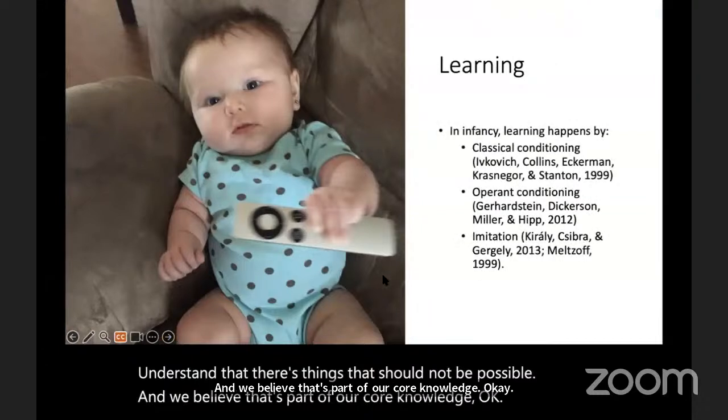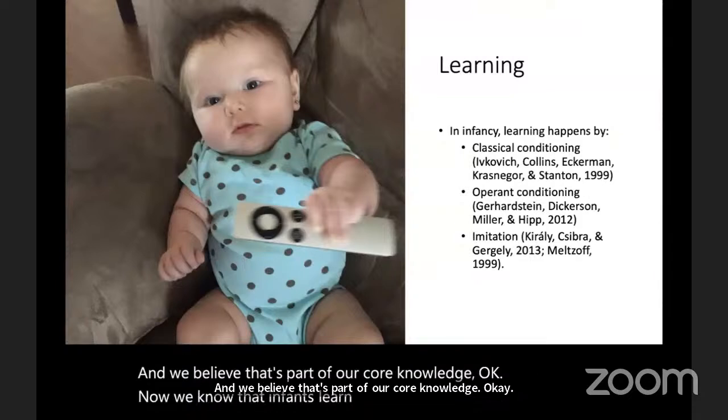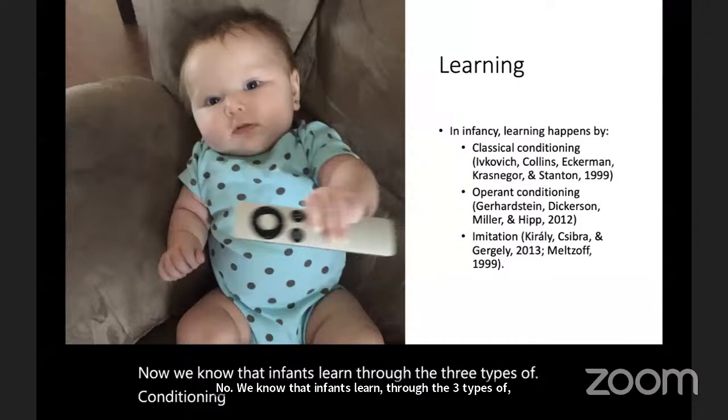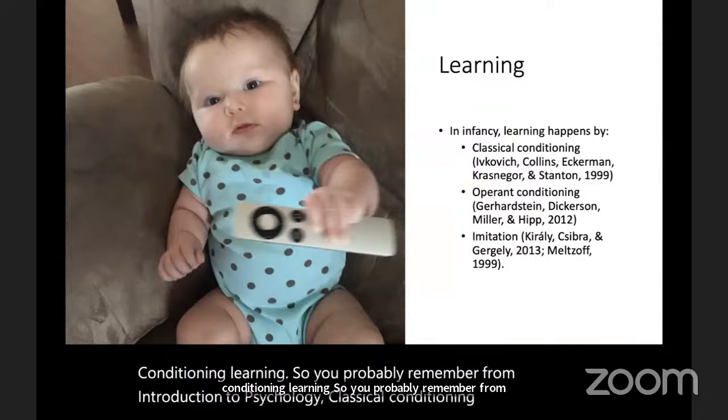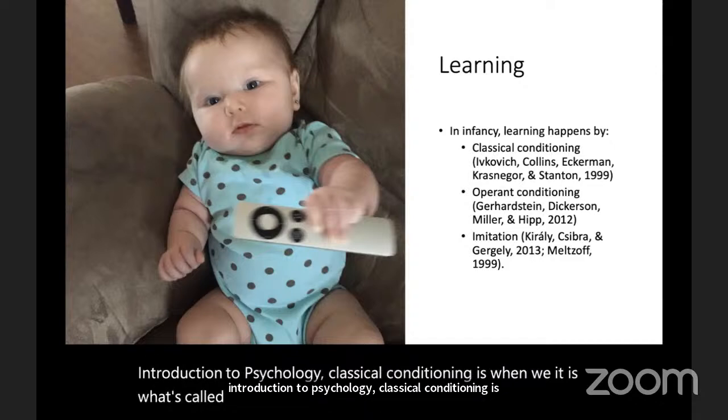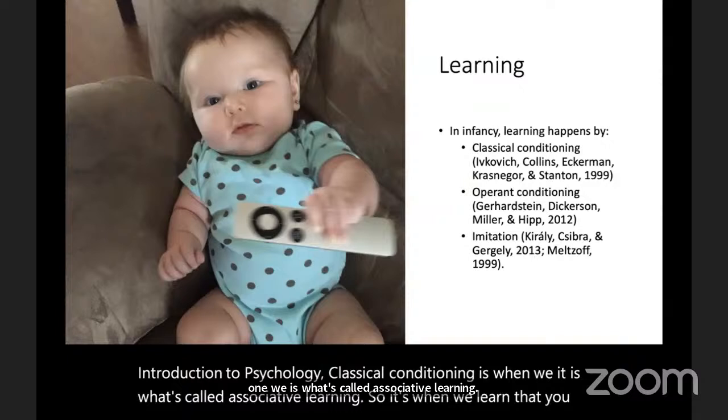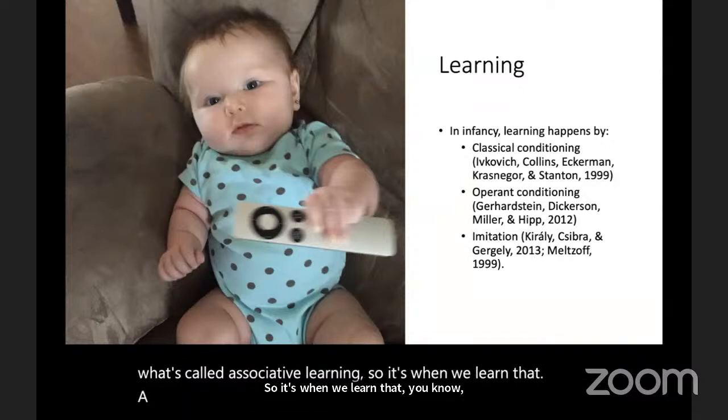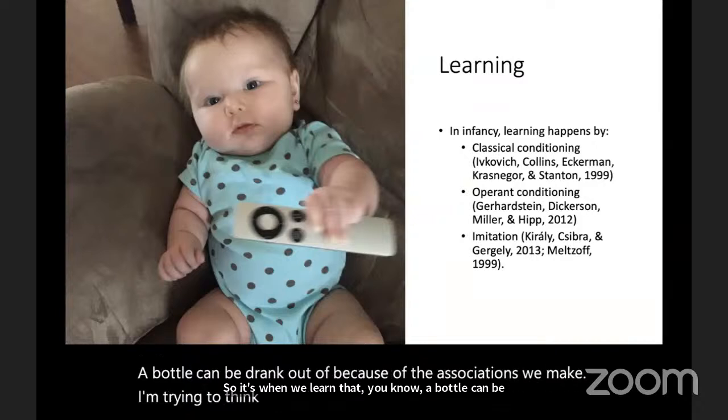Now, we know that infants learn through the three types of conditioning learning. So you probably remember from Introduction to Psychology, classical conditioning is what's called associative learning. So it's when we learn that a bottle can be drunk out of because of the associations we make. I'm trying to think of a better example.